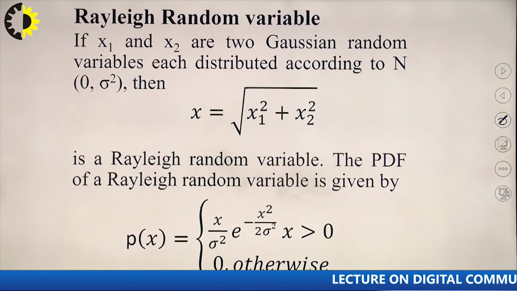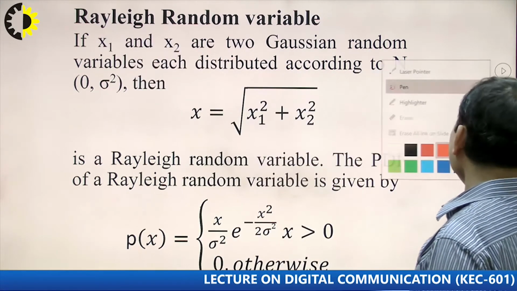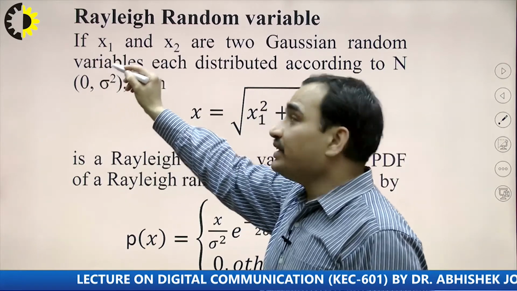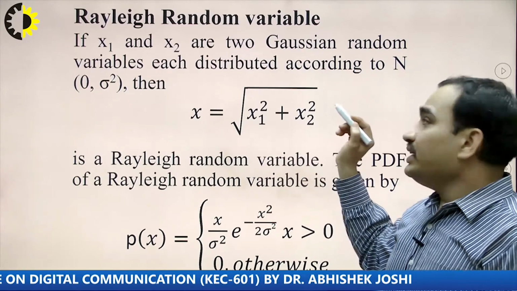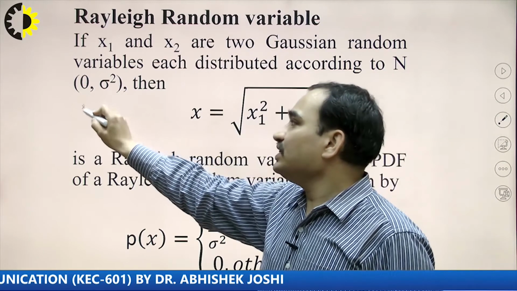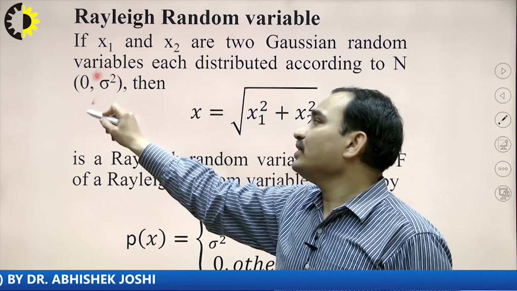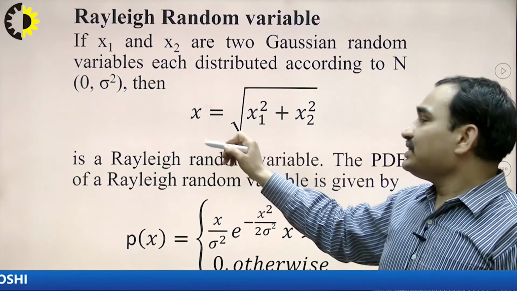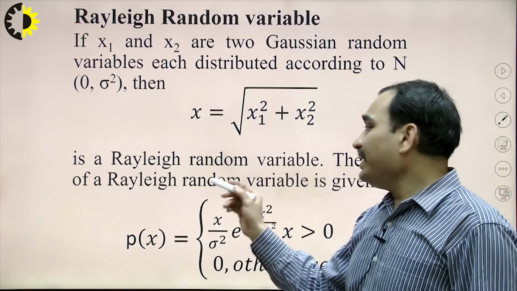Now the next is the Rayleigh random variable. So what is the Rayleigh random variable? First I will explain it. Let's consider the random variables x1 and x2 are two Gaussian random variables, each distributed according to the normal distribution having the mean 0 and variance sigma square. Then the random variable x is equals to under root of x1 square plus x2 square. So it is a Rayleigh random variable.